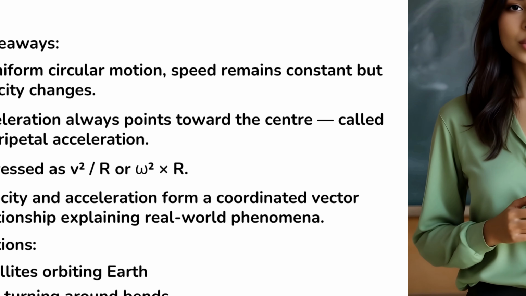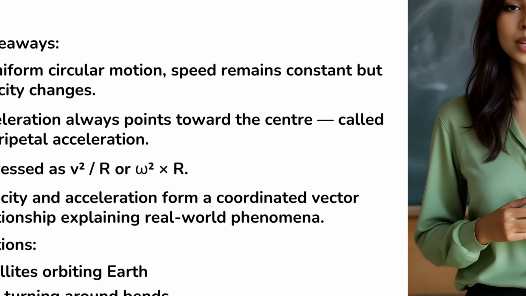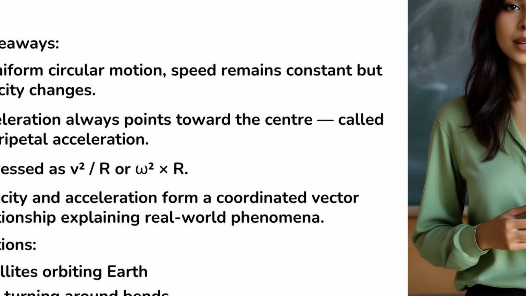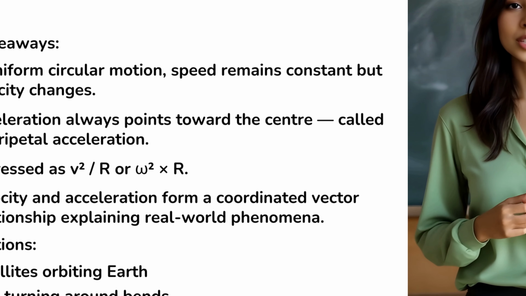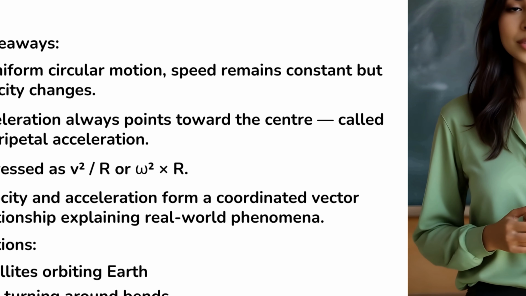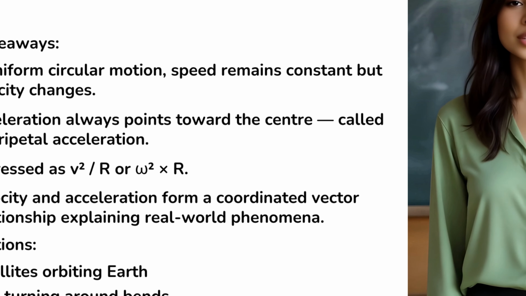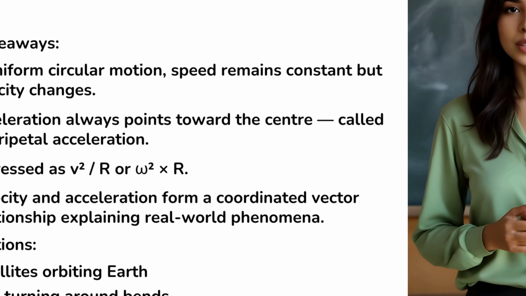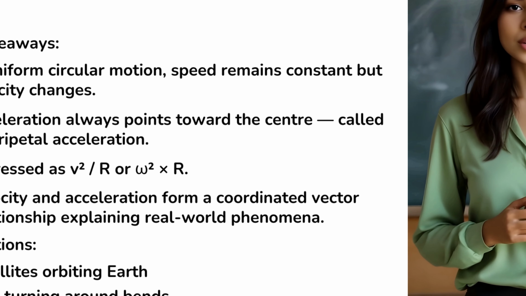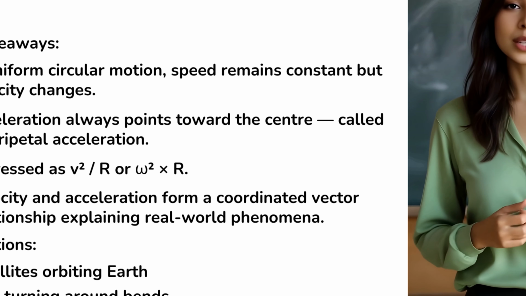Let's quickly recap what we've learned about uniform circular motion. An object moving in a circle at constant speed is still accelerating because its direction is always changing. This centripetal acceleration pointing towards the center is what keeps the object on its circular path. It's given by a equals v squared by r, or a equals omega squared into r, or a equals 4 pi squared into nu squared into r.